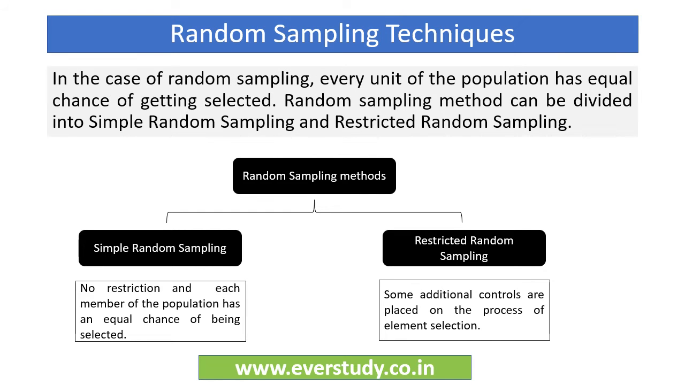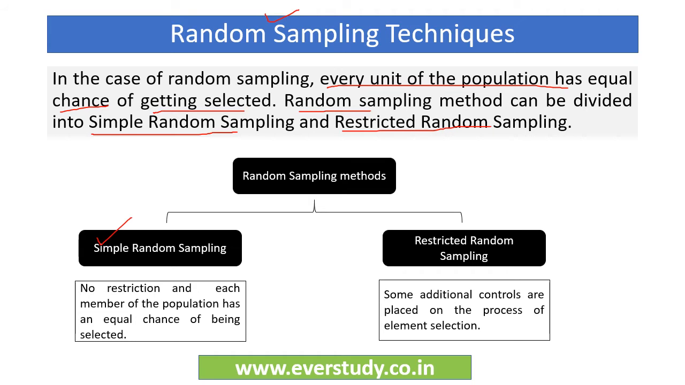In order to answer this particular question, we must have a proper understanding of what random sampling is and what its various techniques are. Now, what is random sampling? Random sampling is the method of selecting a sample in which every unit of the population has an equal chance of being selected in the sample. Therefore, it is also known as the probability sampling technique.